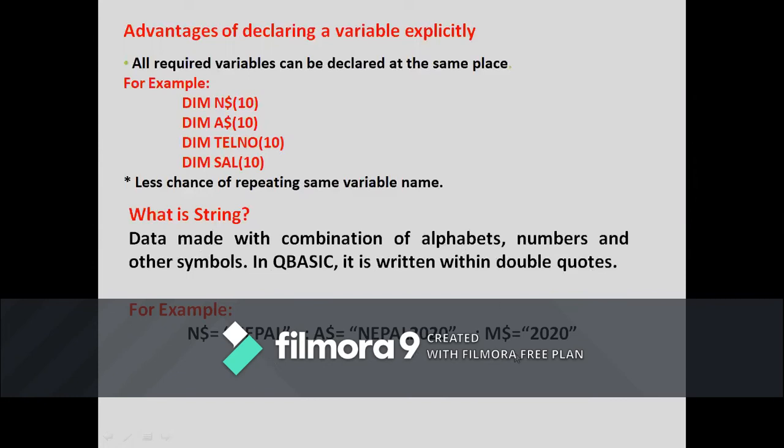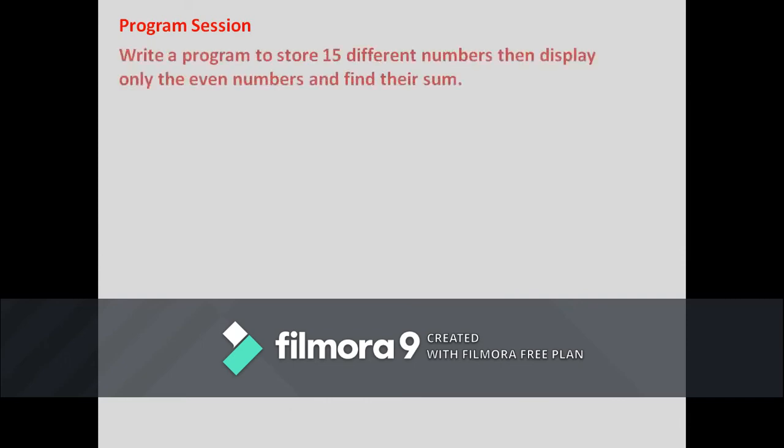And in another example, you can see m$ = "2020". This 2020 we have also written within double quotes. So this is not numeric type of data. This is called string type of data. String type of data you cannot use in mathematical calculations. Like this 2020, you cannot use in mathematical calculation. Students, now I'll explain declaration of variables and arrays with the help of another program. Suppose the question is: write a program to store 15 different numbers, then display only the even numbers and find their sum.